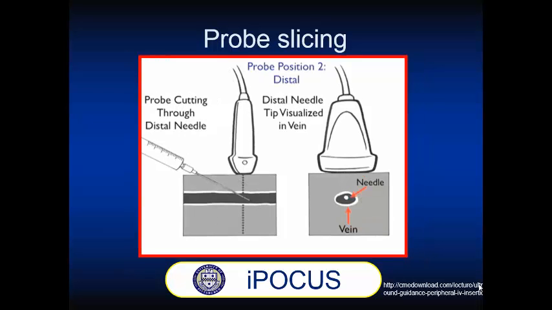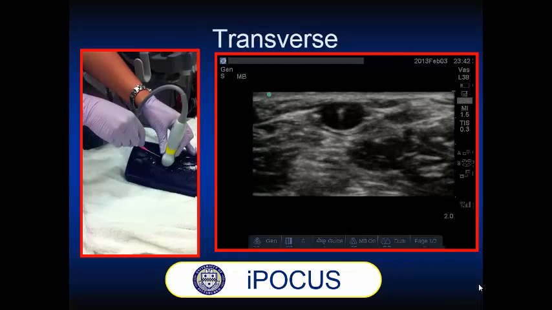In this cartoon, the needle is in the same position under the skin and in the vessel. However, the probe was slid more distally along the length of the needle and is now at the needle tip. You can see from the image on the right that the tip is indeed within the vessel lumen.